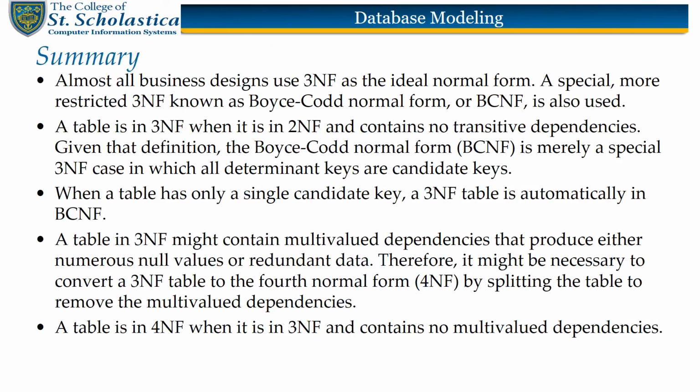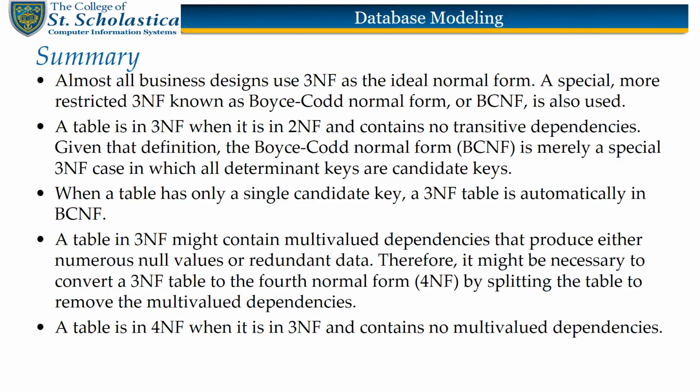In summary, almost all business designs are in 3NF as the ideal normal form. A special, more restricted 3NF, known as Boyce-Codd normal form, or BCNF, is also used. A table is in 3NF when it is in 2NF and contains no transitive dependencies. Given that definition, the Boyce-Codd normal form, BCNF, is merely a special 3NF case in which all determinant keys are candidate keys. When a table has only a single candidate key, a 3NF table is automatically in BCNF.